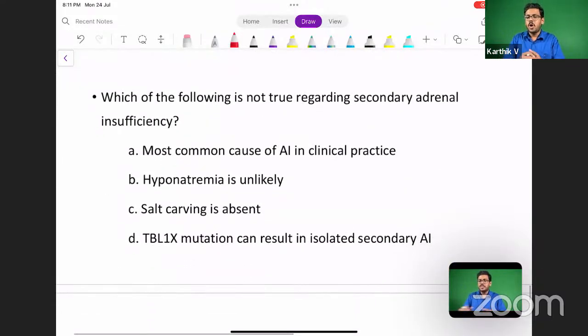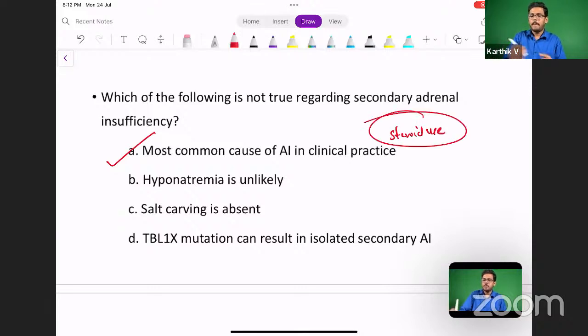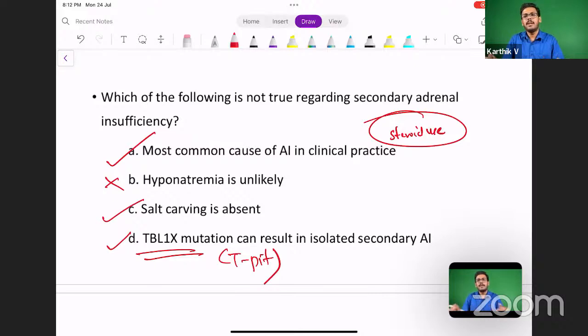Now, the next question, which of the following is not true regarding secondary adrenal insufficiency? Whether secondary adrenal insufficiency is the most common AI in clinical practice, it is a true statement. Exogenous steroid use resulting in HPA axis suppression is the most common cause of adrenal insufficiency in clinical practice. Hyponatremia is unlikely. We have learned that the sodium lowering in adrenal insufficiency is contributed by both aldosterone and glucocorticoid, whereas the potassium is influenced mainly by the aldosterone only. So hyponatremia is unlikely is a false statement, and it is a very common presentation of secondary adrenal insufficiency. Salt craving is absent, which is a true statement due to intact aldosterone production. And TBL1X is actually the new name for the TPIT transcription factor, which can result in isolated secondary adrenal insufficiency.